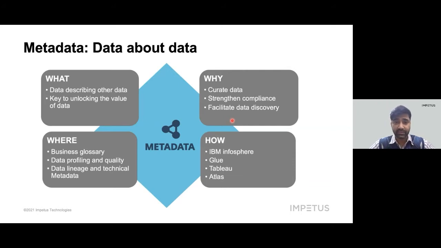Where can I find it? It is everywhere, friends, right from our business glossaries to our data dictionaries to something as simple as my table structure. How is it linked? How is it joined? What is its structure, etc. All of these are basically examples of my metadata. How do I capture and manage it? Next question. Well, there are many tools available in the market that let you do that. You have IBM InfoSphere, you have Atlas, you have Glue, you have Tableau. My friends have been talking about this all through their sessions.